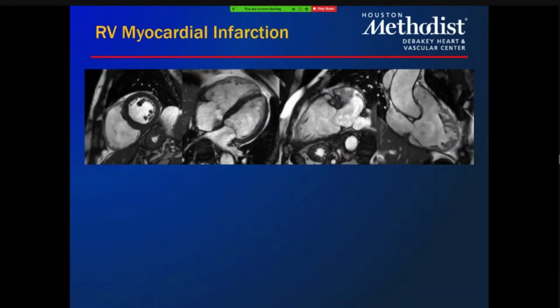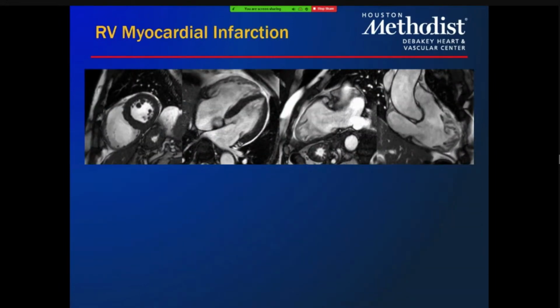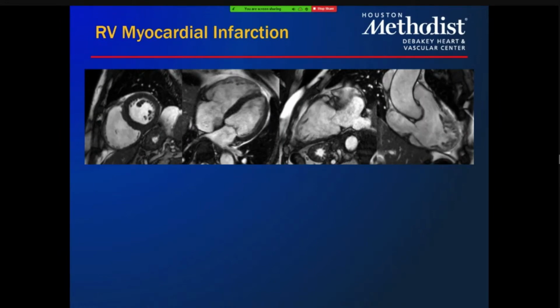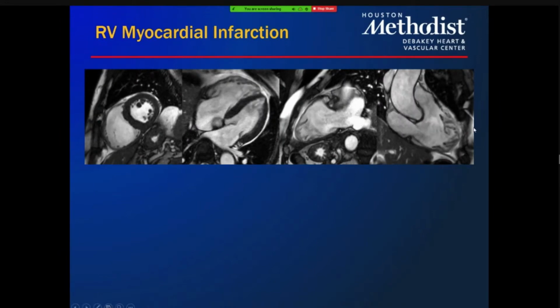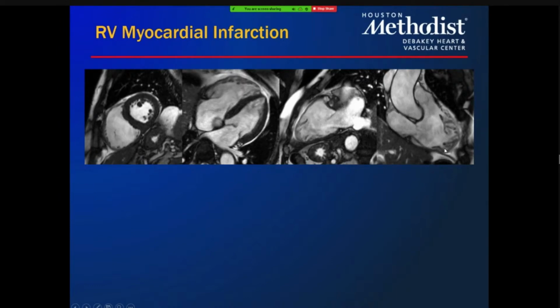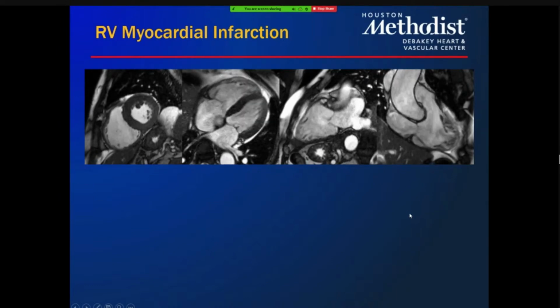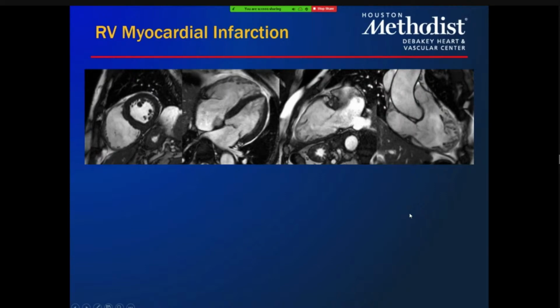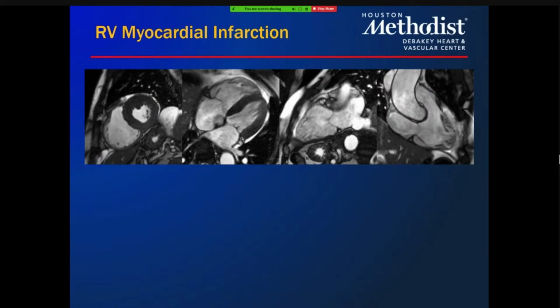Okay. But these are different images just showing roughly the same in different views, showing more of the RV in the 3-chamber and the 2-chamber view. And you can see again that the inferior wall is completely out, whereas the anterior RV is preserved. So this is a case where the patient didn't get so lucky.